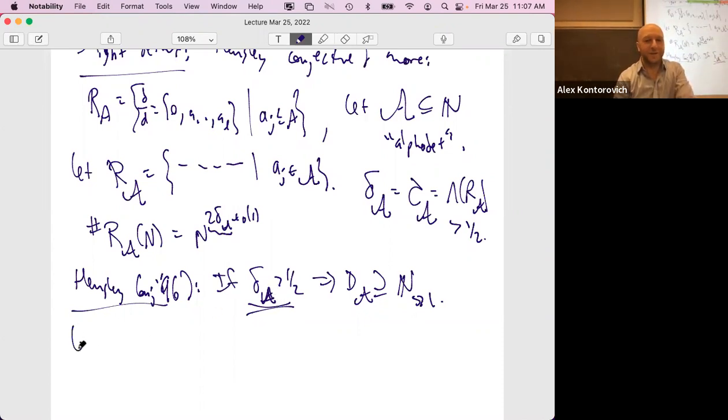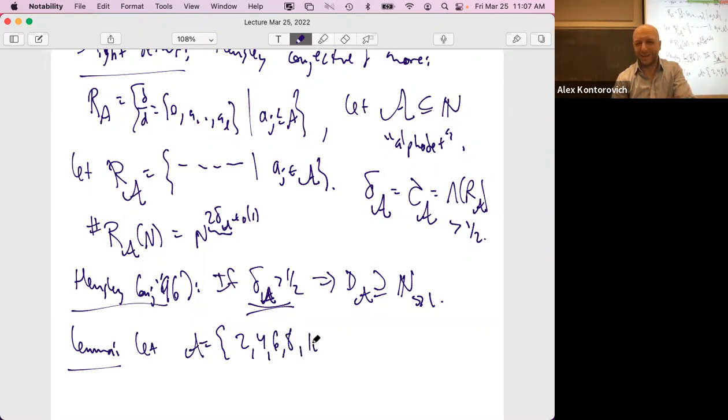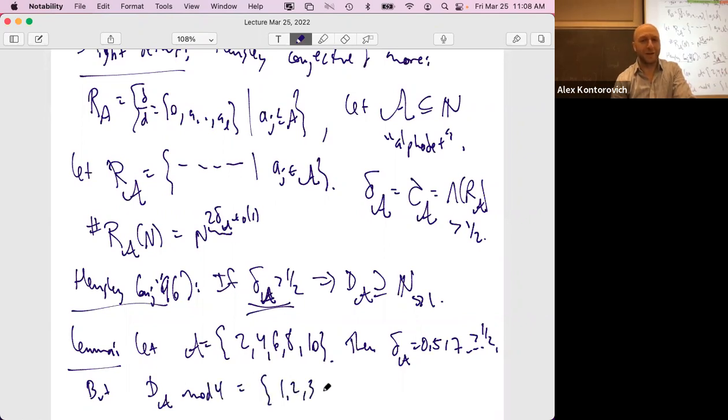So here's a little lemma. Let A equal 2, 4, 6, 8, don't quote me on this. I think 10 is as far as I had to go. Then the dimension was something like 0.517. Okay, it's bigger than a half. But dA, if you reduce mod 4, you only get, I think, 1, 2, and 3. Or 1, 2, and 4. I don't remember what it was.